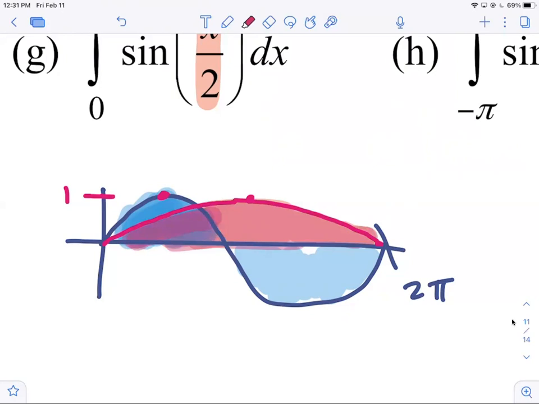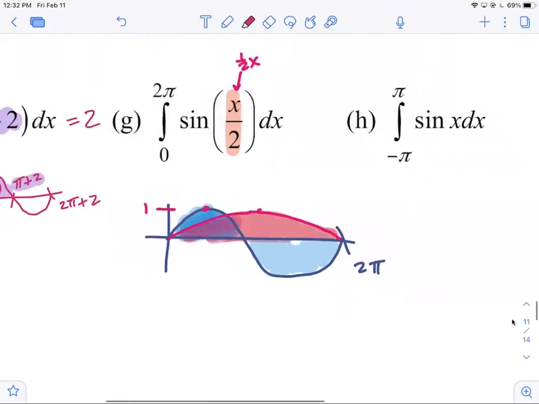Because you think it stays the same as 2? It has to be more than 2, right? Because it's going up to the same height, but now it's over twice the interval. You might think it's twice as much, right? But there's no geometric proof or reasoning why that should work.